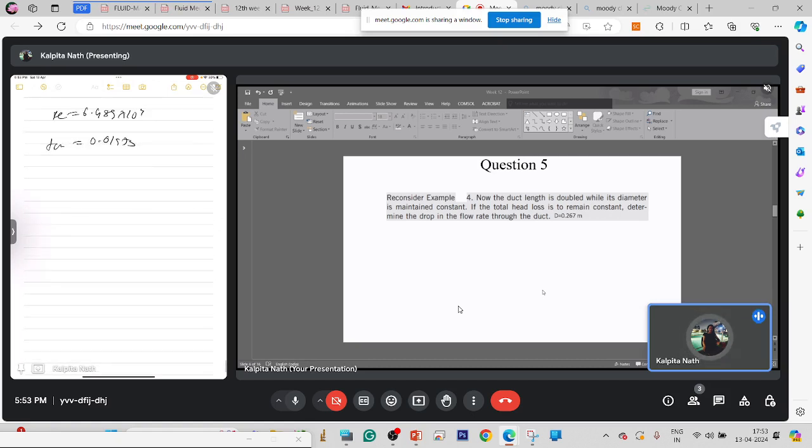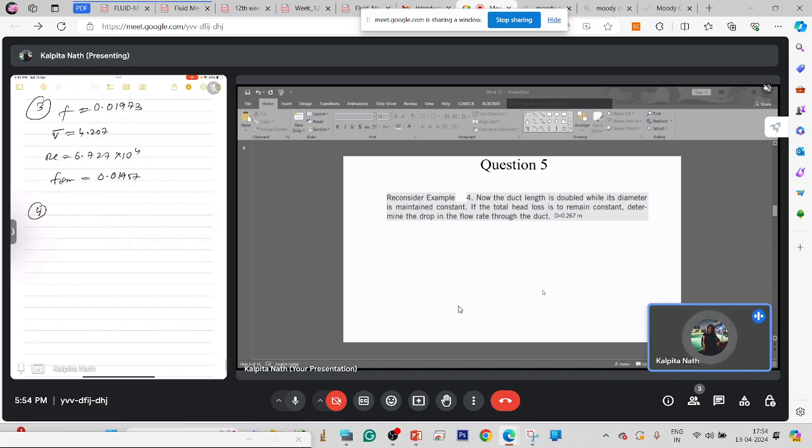Now iteration 3: f is 0.01973, the average velocity is 4.207, Reynolds number is 6.727 into 10 to the power 4, and f corrected is equal to 0.01957.